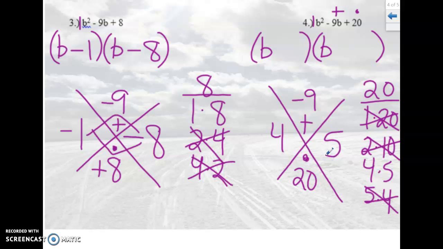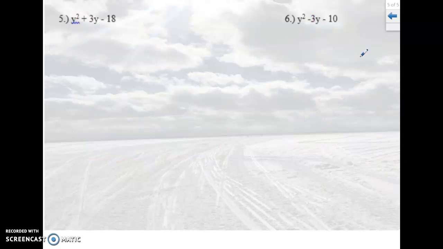Now, how can I again add to a negative but multiply to a positive? If both numbers are negative, a negative times a negative is positive 20, and a negative plus a negative stays negative 9. You owe 4, you owe 5, you owe $9. So there you have it. Take those two numbers, put them in your parentheses. Don't forget to have a trinomial with a 1 here.